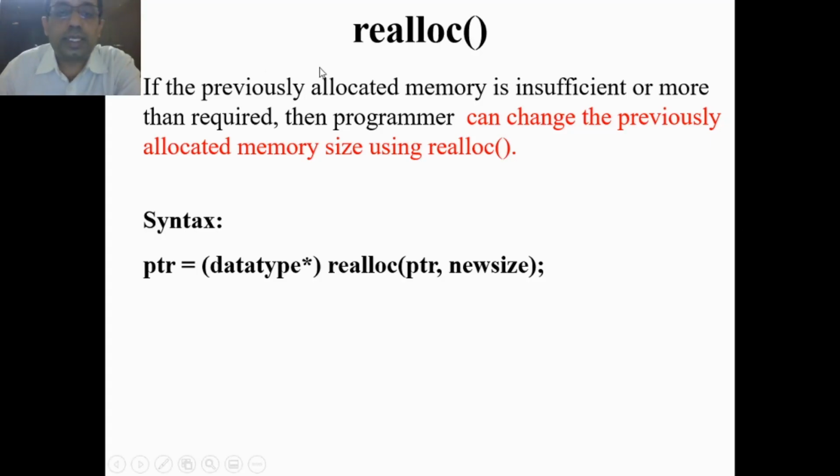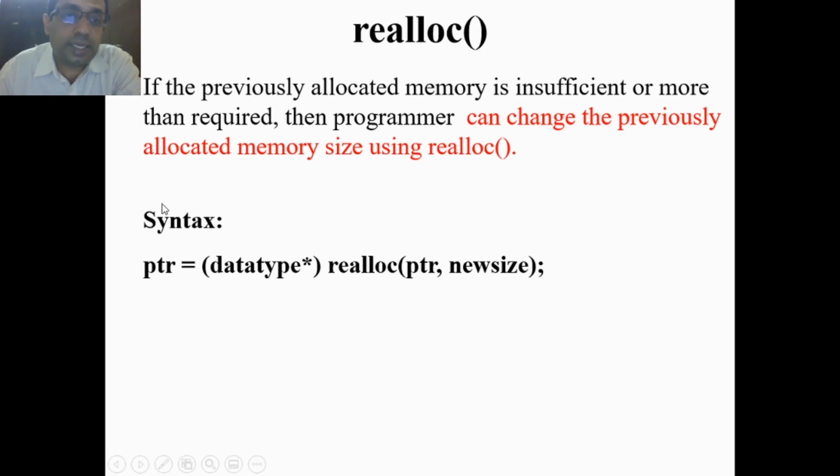Dear viewers, welcome to the video lecture of realloc function. If the previously allocated memory is insufficient or more than required, then the programmer can change the previously allocated memory size using realloc function. If you are using calloc or malloc and you are allocating some memory space, at a certain point in the program that memory is not sufficient or the memory is larger than required. In this case, we are able to reduce or increase the memory by using a realloc function.